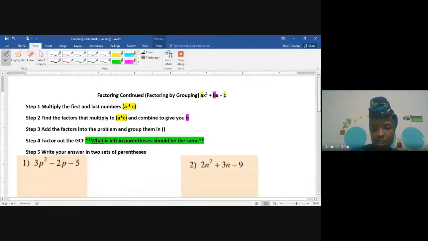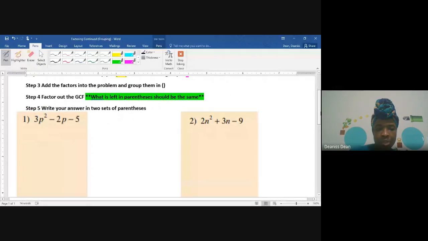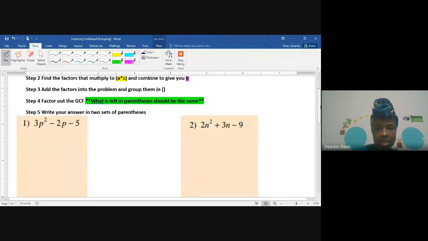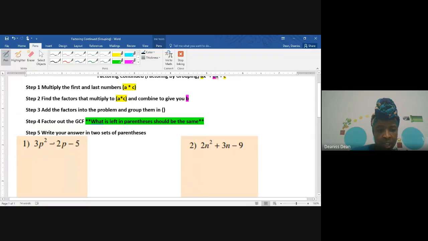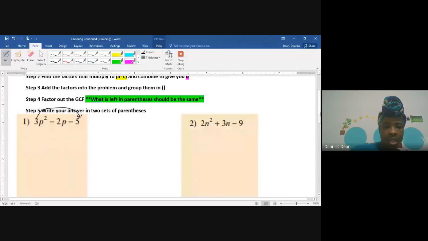So what I'm going to do now is our first problem, okay? Step 1, you multiply the first and last number. 3 times negative 5, I get negative 15, okay? So I'm looking for numbers that multiply to negative 15, and when I add them together, I get negative 2. So that's a times c, and they add together to give me negative 2.